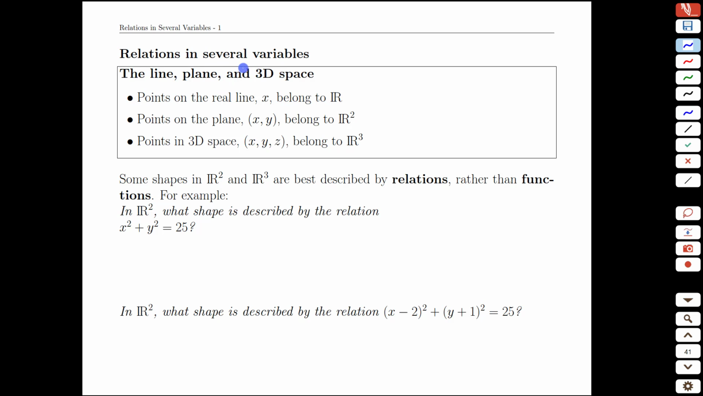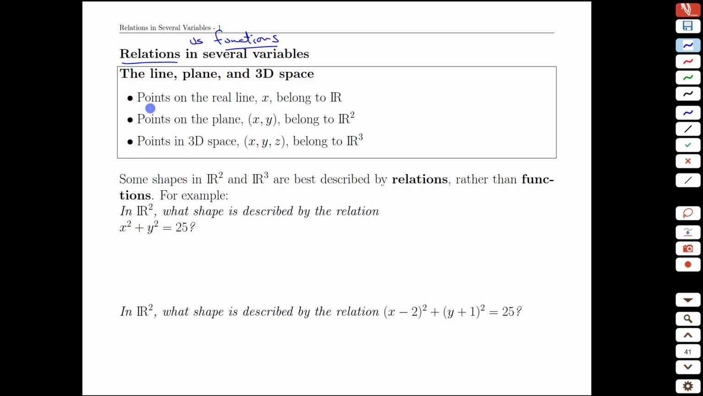In this video, we're going to extend ourselves a little bit from what we've seen already, and we're going to look at relations in several variables, and that's to contrast with functions. The idea with a function is if we have a single input, we get a single output. Relations, there might not be that one-to-one relationship.